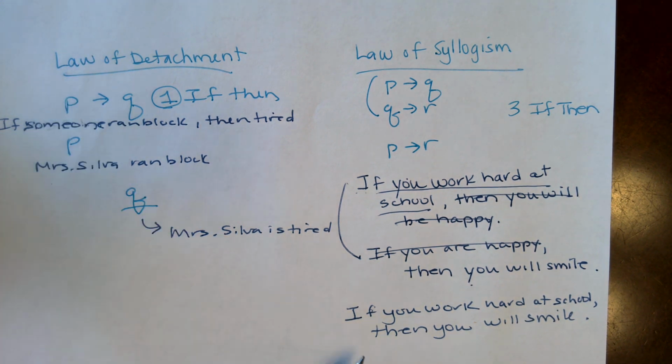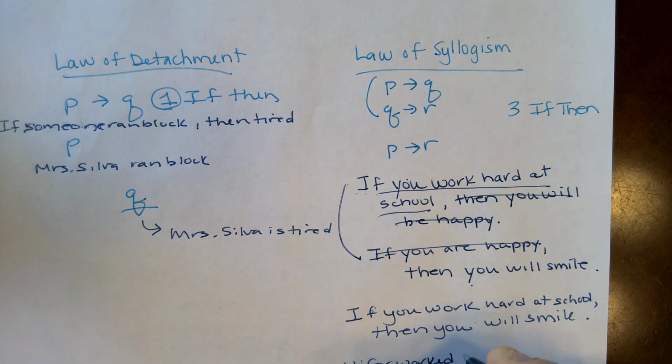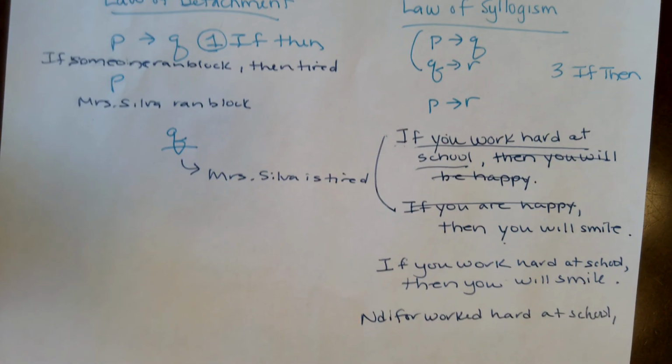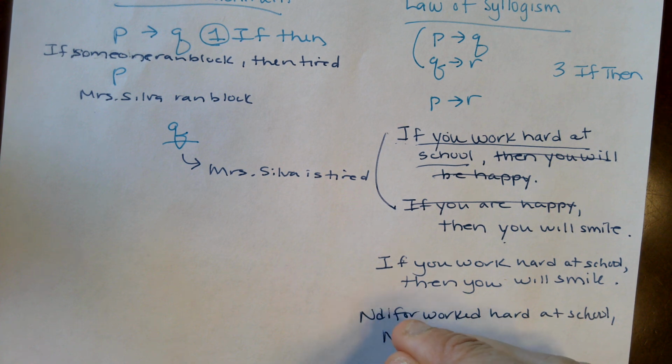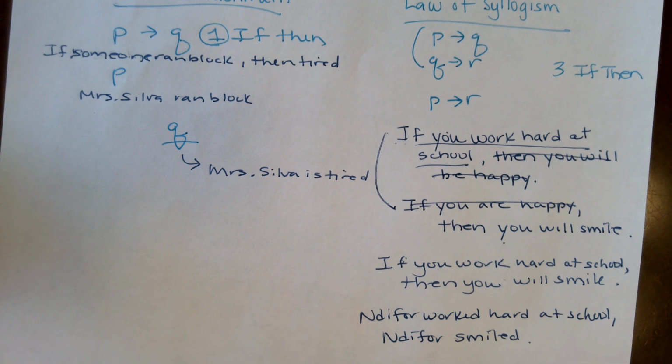But then I can also apply law of detachment and say, as I said, DeFore worked hard at school. And then you can say, DeFore smiled. So there we go. And I think I hit everything that I wanted to on there. It really does help if you find the verbs in the sentences to try to break things down.